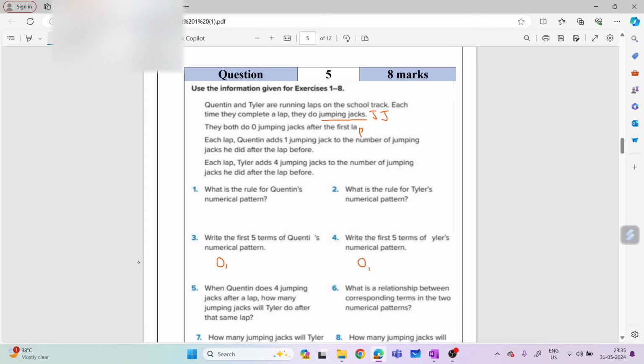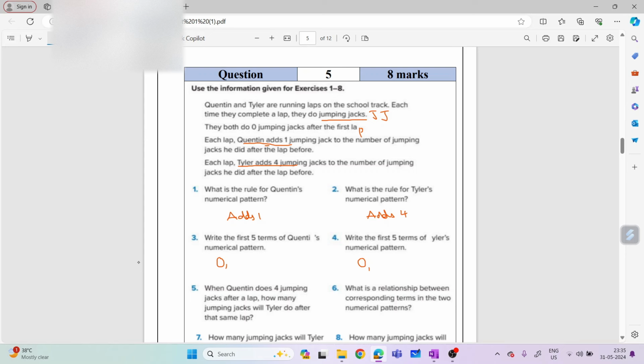Then each lap Quinton adds 1. You see. What is the rule for Quinton's numerical pattern? It's 1. What is the rule for Tyler's? It's 4. You see, I have taken it from the question only. I did not do anything. Write the first 5 terms.